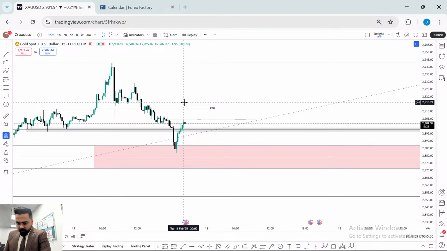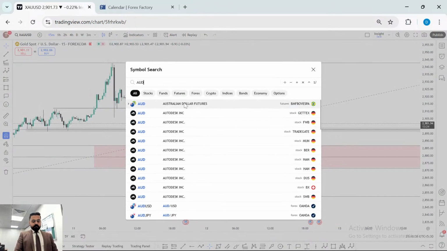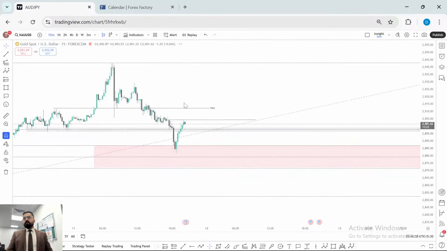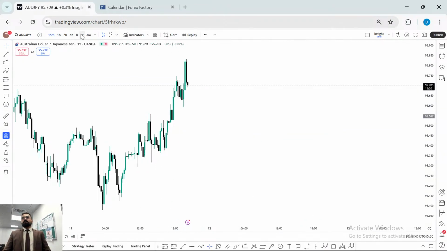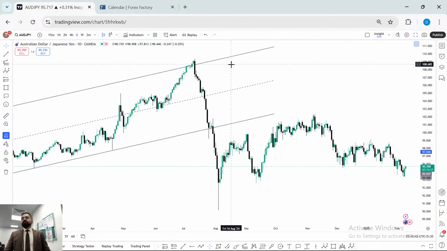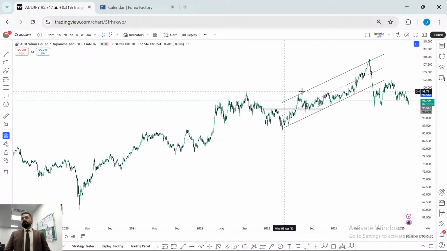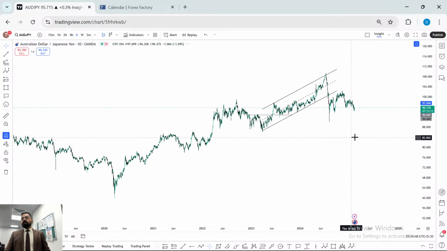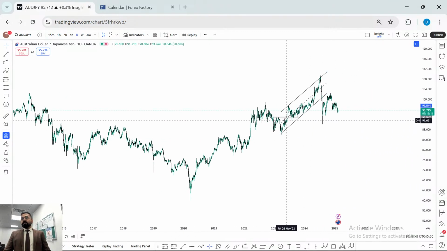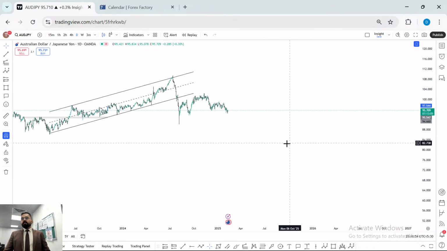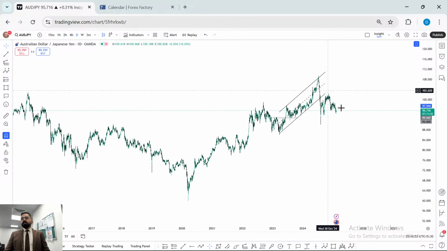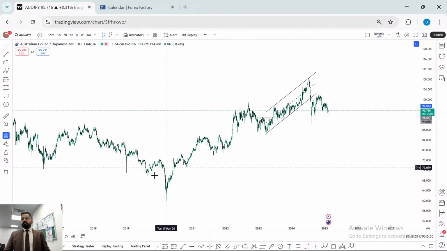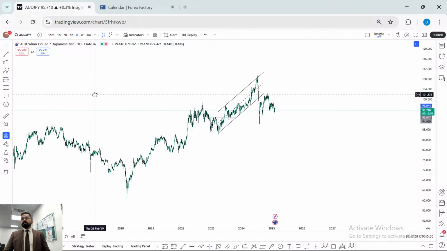AUD JPY inverted head and shoulders formed in 2 hours. Could you check, please? AUD JPY was properly in an uptrend, but since the trend has broken, there's a probability for a downward movement. So rather than going for a buy, you can go for a sell.